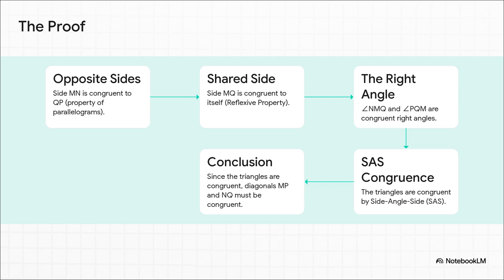We know for a fact that angle NMQ and angle PQM are both 90 degrees. So what have we got? We have a side, an angle, and another side that are the same for both triangles. Boom! That's SAS, or side-angle-side congruence, which you see in step 4.